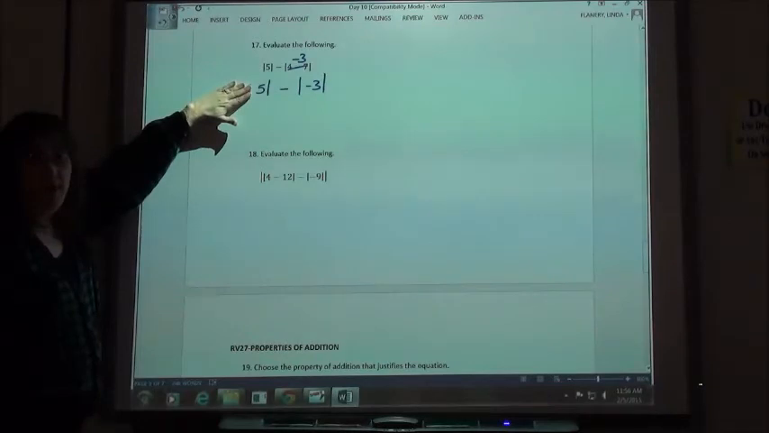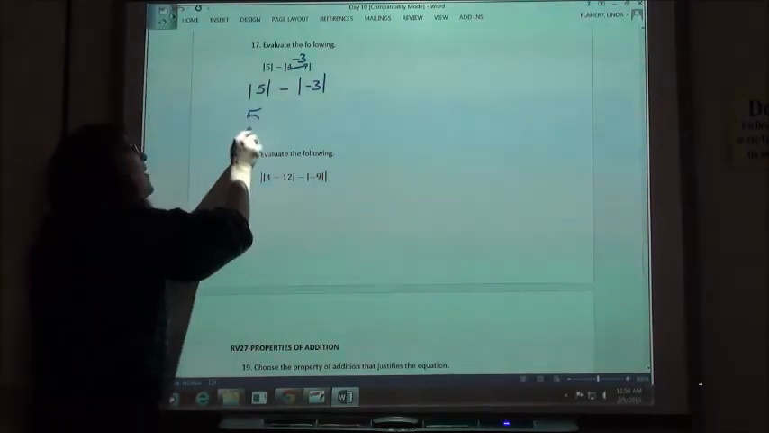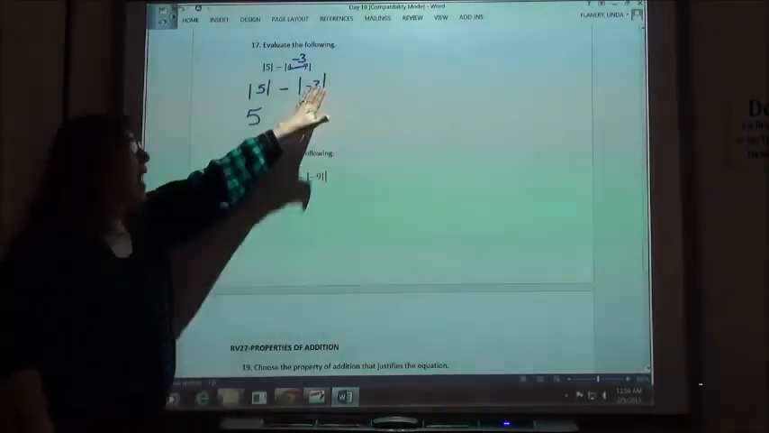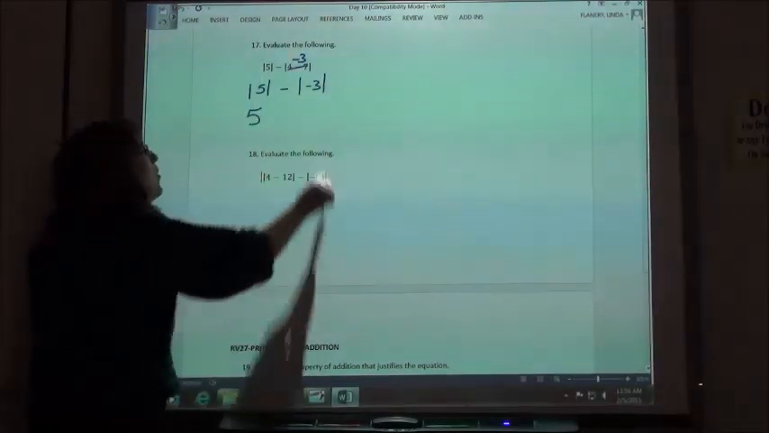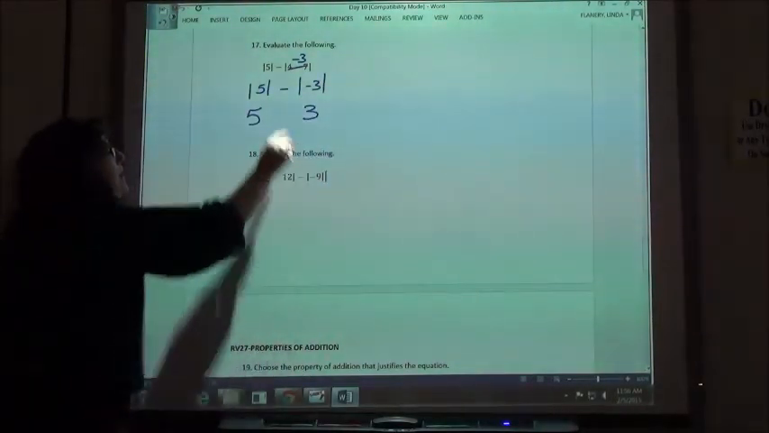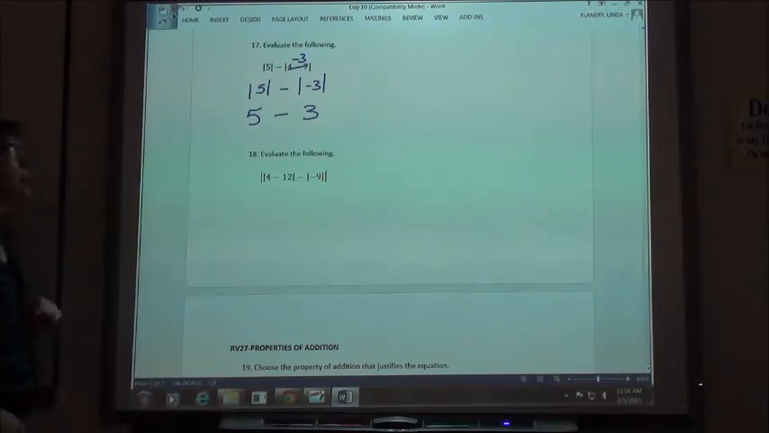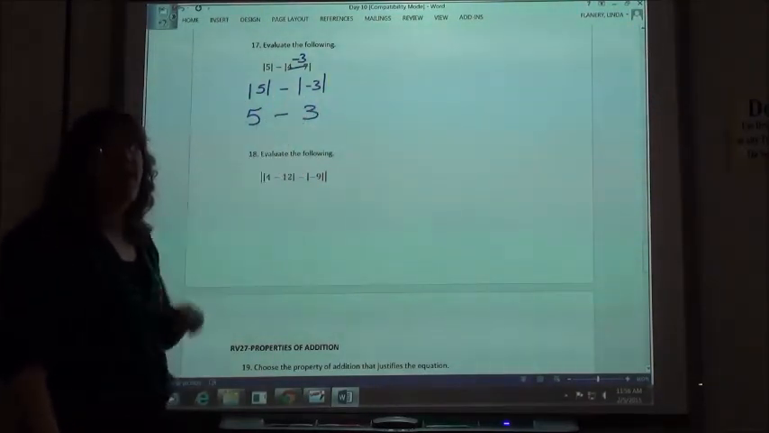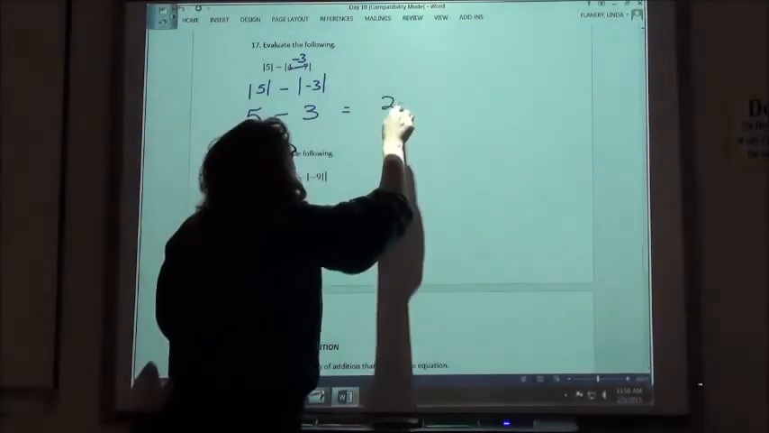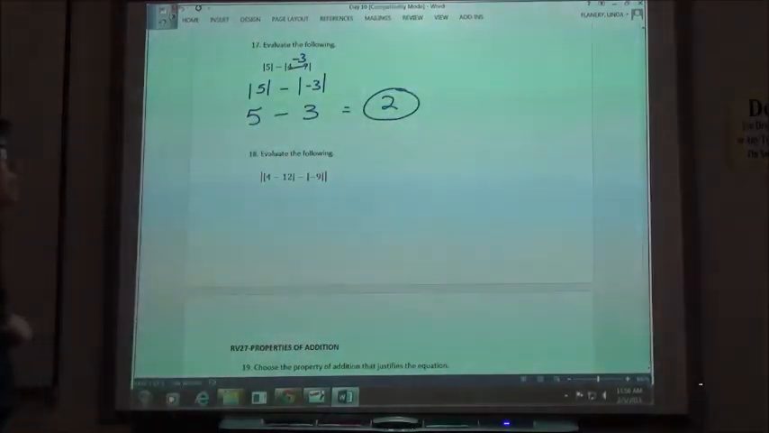I'm then going to simplify my absolute values. How far is 5 from 0? It's 5 places. How far is negative 3 from 0? It's 3 places. There's a minus sign in between. My problem becomes 5 minus 3. Notice we didn't have the extra set of absolute values. 5 minus 3 is 2. 2 is going to be my answer.